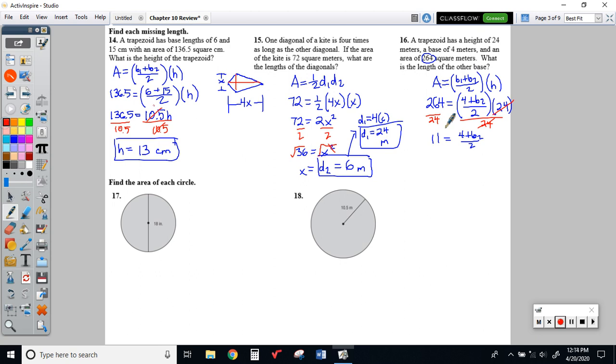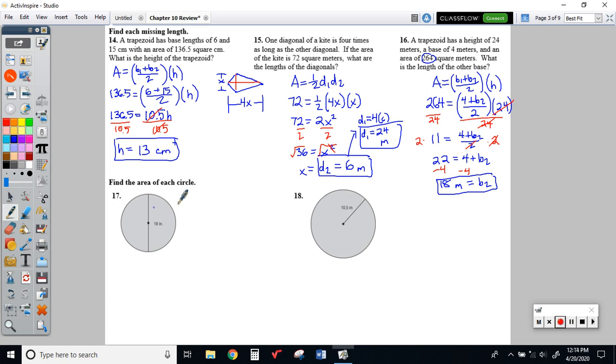And then from there, if I want to get rid of the fraction, I can just multiply both sides by 2. That goes away, and then I have 22 equals 4 plus b2. At that point, just subtract 4, and you should have your final answer of 18. So 18, in meters, would be the length of your second base. Plug that into the formula with all the numbers that you know, along with this one now, and it works out. So yeah, that's a way you can check your answers.